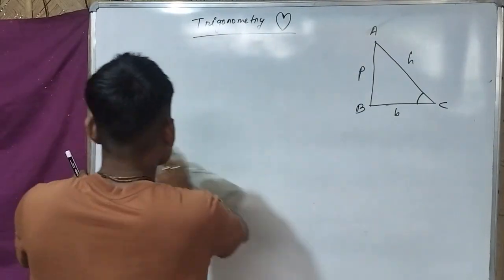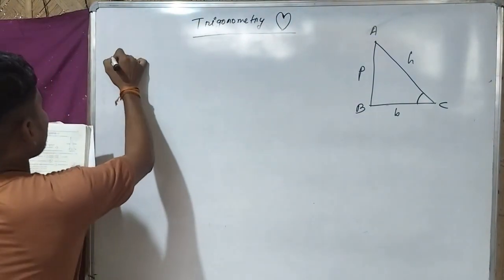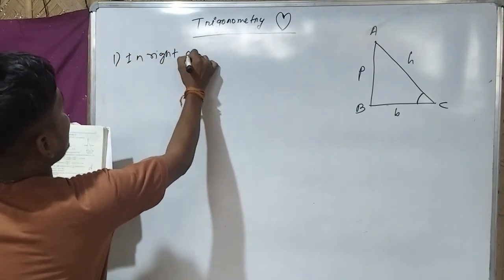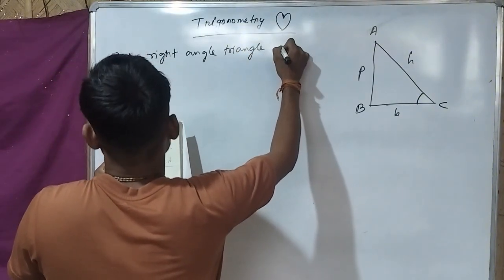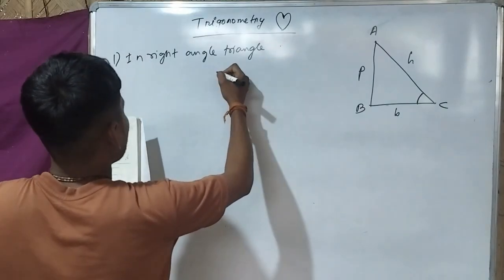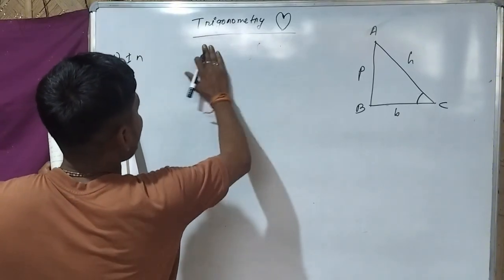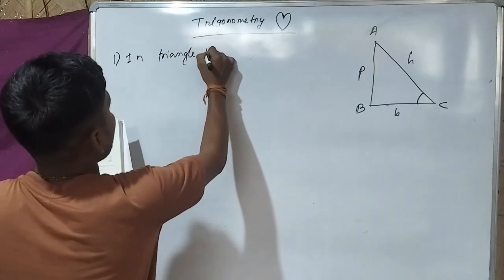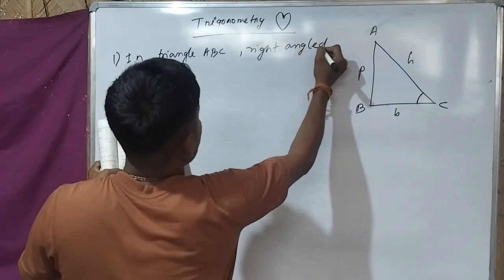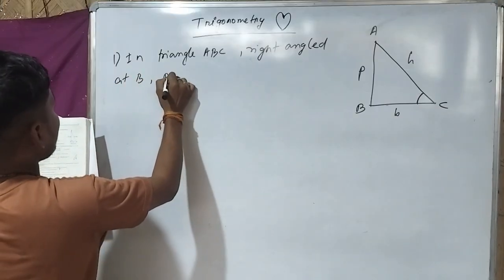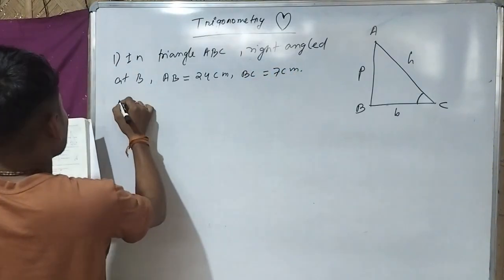Now what is given in the question? See, first question, what is given? In right angle triangle ABC, right angle at B, AB equal to 24 centimeter, BC equal to 7 centimeter. Then determine. Very easy question.